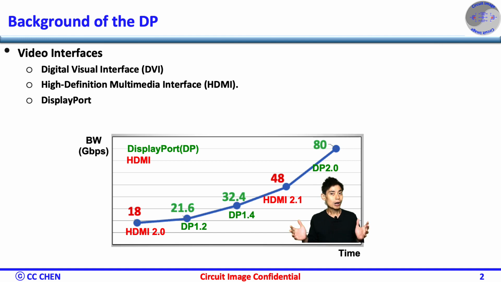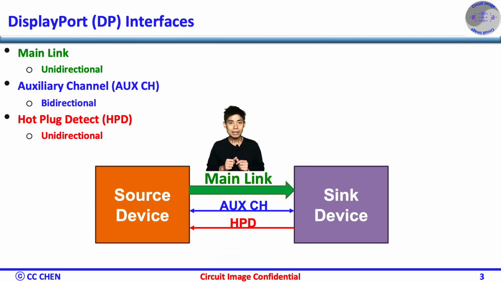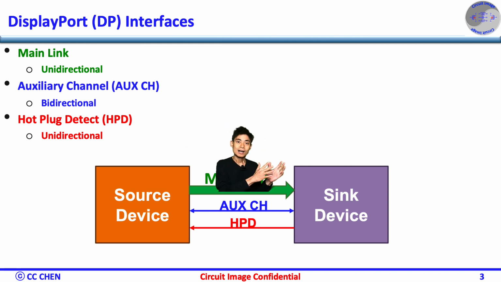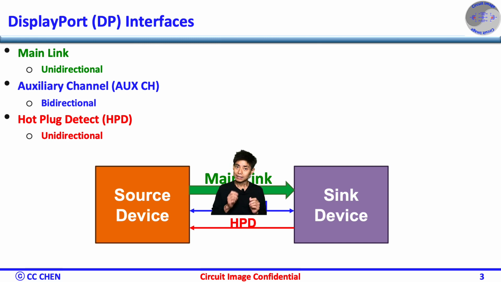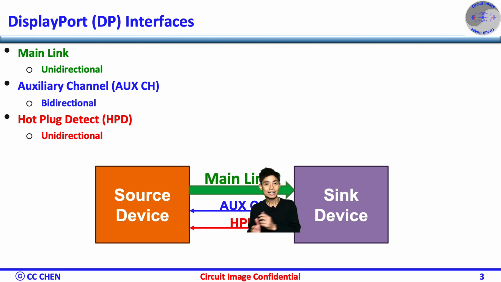After understanding why we need a DP in addition to other old standards, let's understand the DP's unique interface. A DP link comprises a unidirectional main link from a source device to a sink device, a bidirectional serial channel link between the source and sink devices, and a unidirectional hot plug detect link from the sink to the source device. For example, the source device could be a video or graphics processing unit (GPU), and the sink device could be a controller of a display.